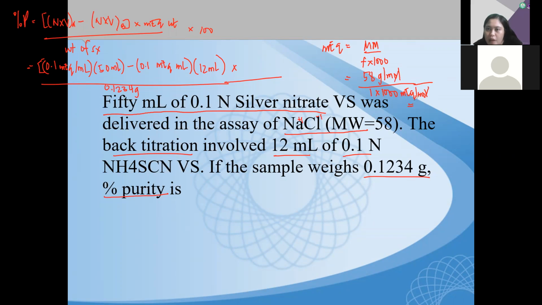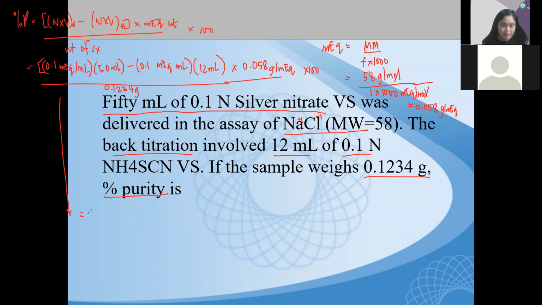Cancel the mole. Our milli-equivalent weight here, let's calculate that, is 0.058 grams per MEQ. So that is our milli-equivalent weight: 0.058 grams per MEQ. So do not forget the times 100. I'll continue down here.